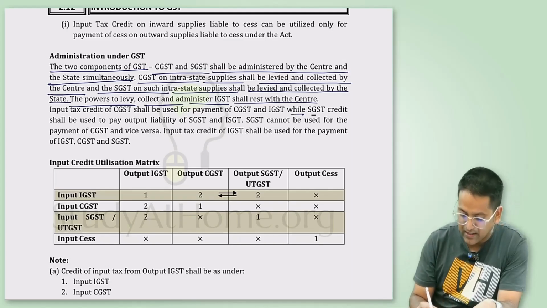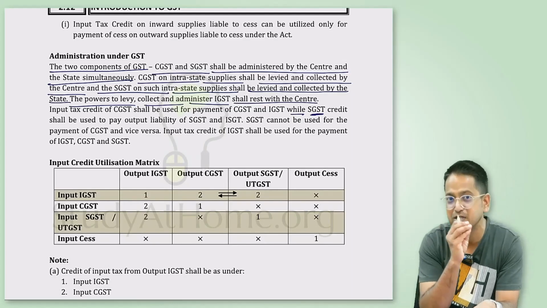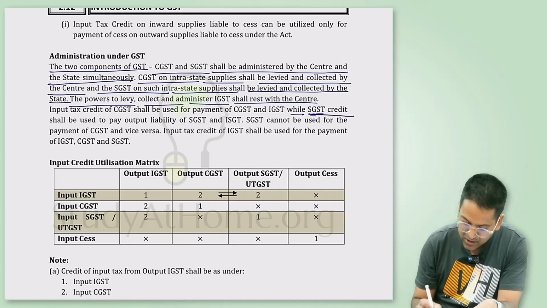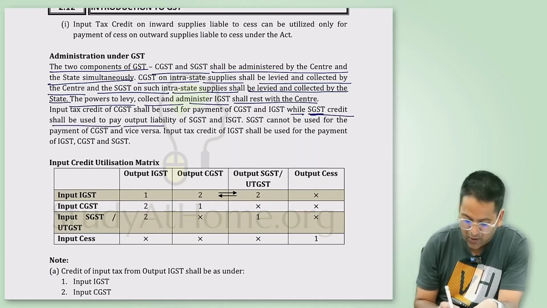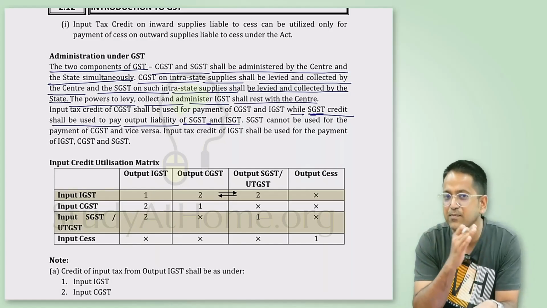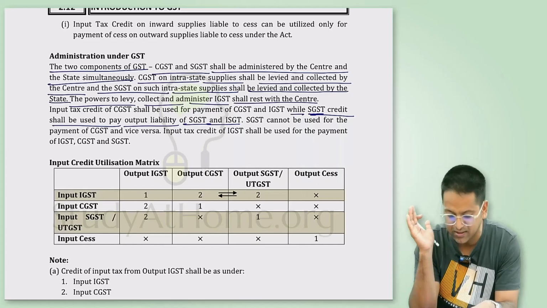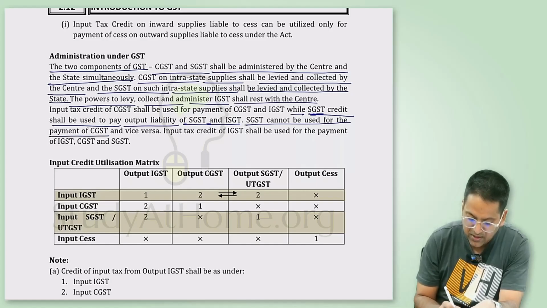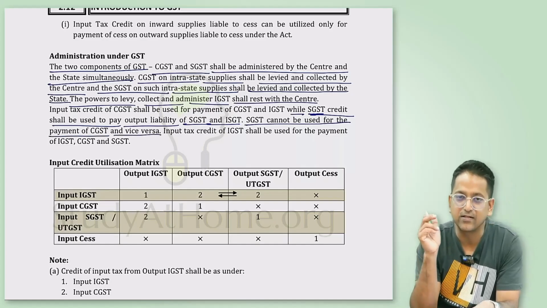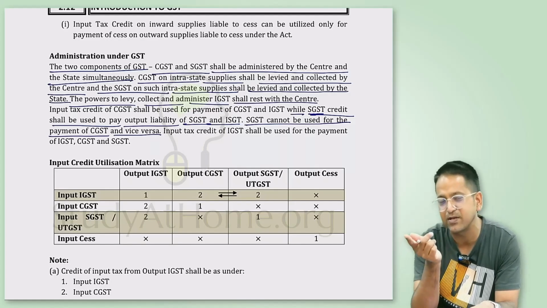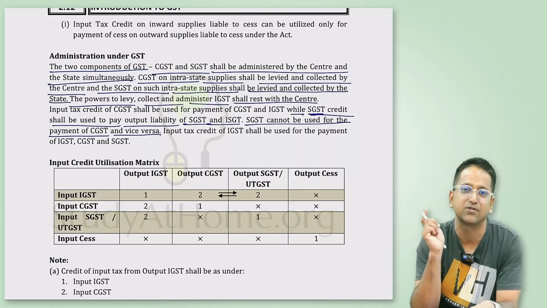While if you have SGST credit, which means you have paid SGST on purchases, where will it be deducted from? SGST credit shall be used for payment of output liability of SGST and IGST. SGST can be deducted from your SGST and IGST both. SGST can't be used for payment of CGST and vice versa. SGST cannot be adjusted from CGST and vice versa. For example, you can't pay CGST from SGST and also cannot pay SGST from CGST.